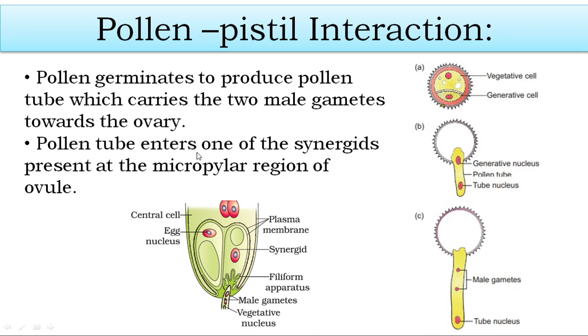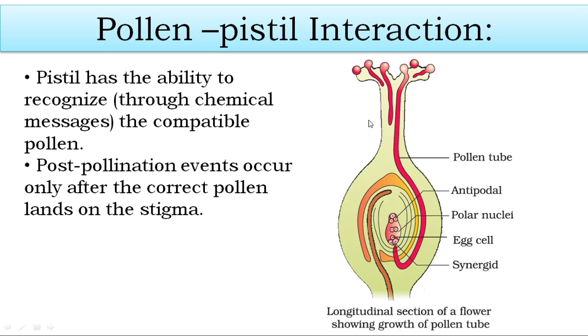So the pollen tube enters one of the synergids present at the micropilar region of the ovule. So I hope it is clear. So these diagrams are important. You have to practice drawing this diagram. So it shows pollen pistil interaction.